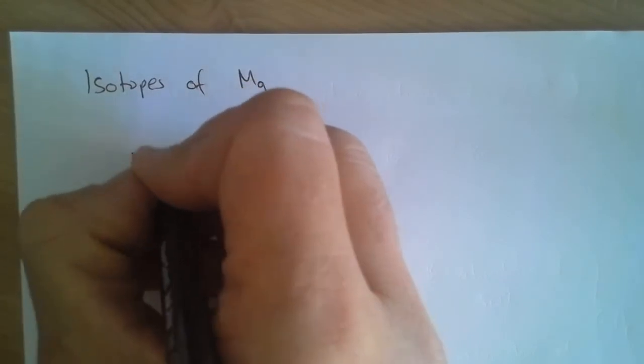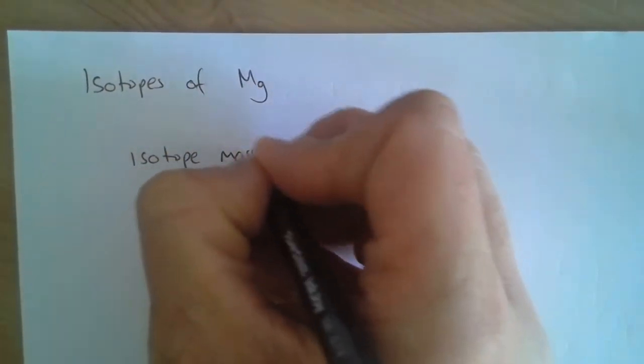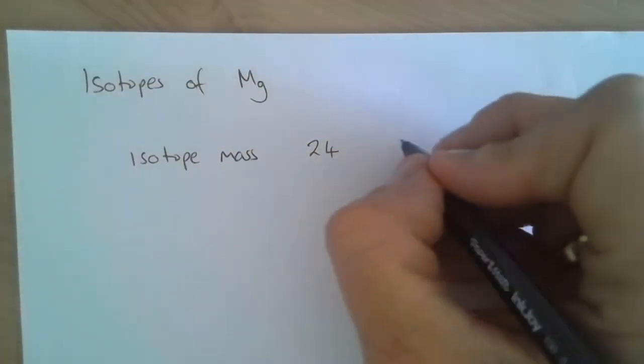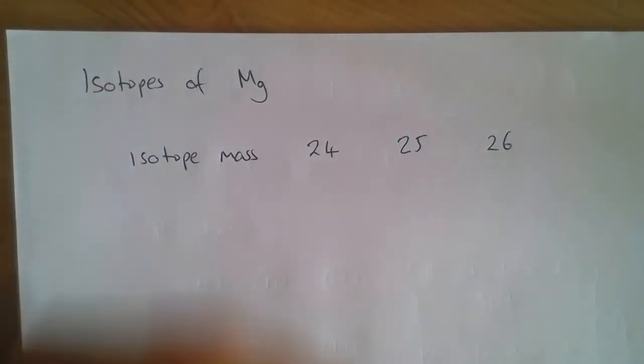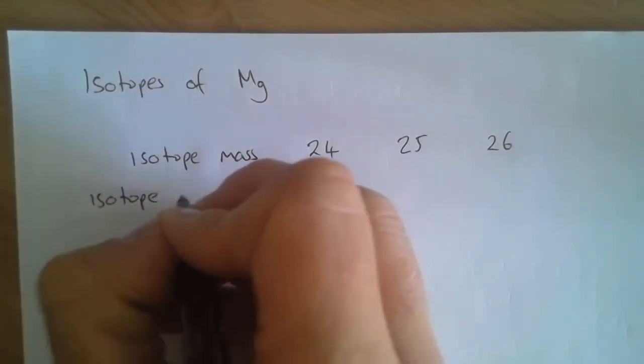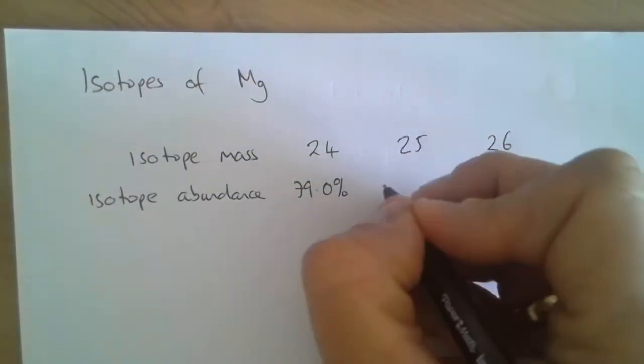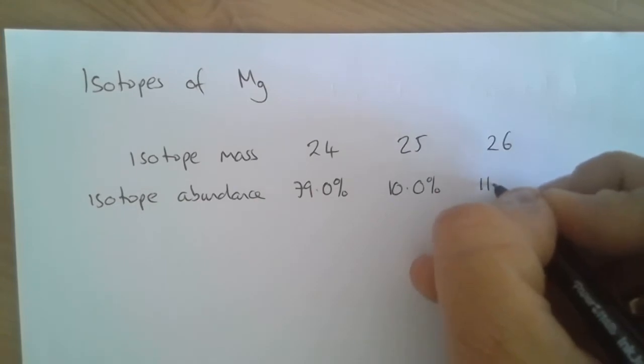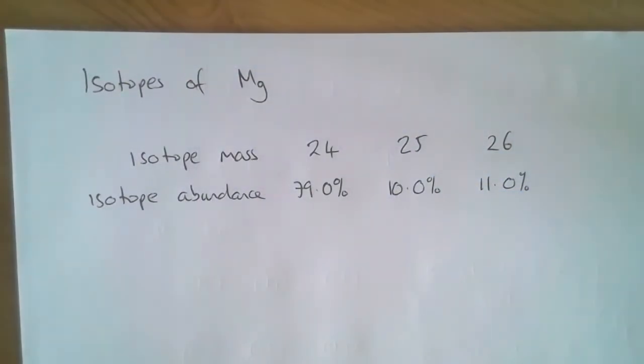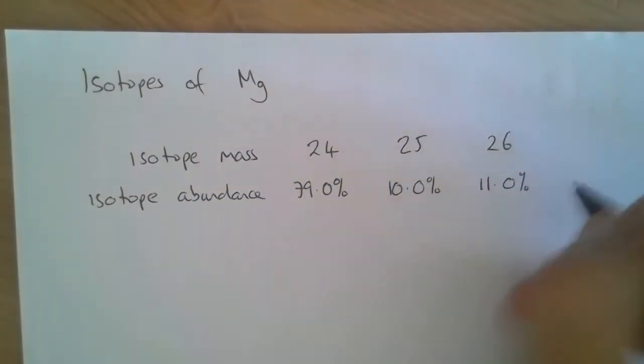So let's look at a slightly more complicated example. We're going to have a look at the isotopes of magnesium. Magnesium has 3 commonly occurring isotopes, and I'm going to do this as a table. So we have an isotope mass of 24, 25, and 26, and then the abundance of these isotopes is 79.0%, 10.0%, and 11.0%, and all of those should add up to 100%, which they do.